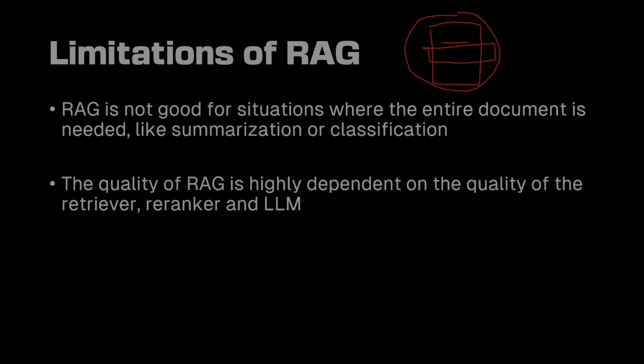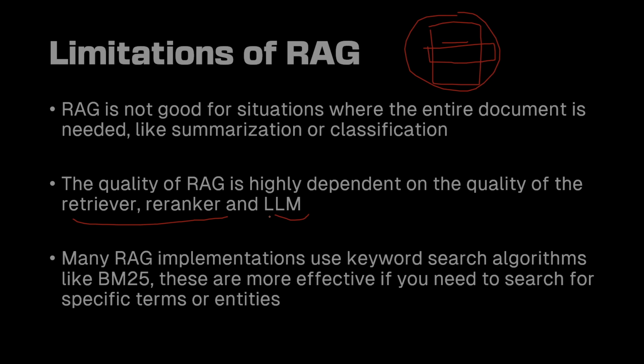Next, the quality of this RAG process depends mainly on the quality of the retriever and re-ranker and also the LLM. So what do I mean by this? For example, we have a document that contains the relevant information, but the retriever and re-ranker are not able to extract the information. Then this information will not even go into the LLM in the first place, and the LLM will give a wrong answer. Because of this, the whole RAG process will get affected.